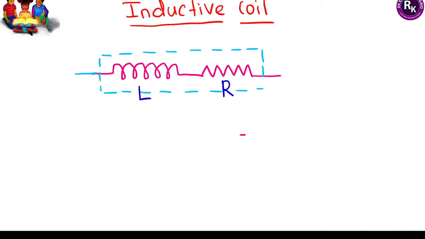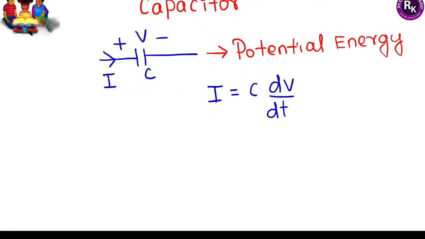Now, suppose in your examination, instead of giving inductor, they simply call it an inductive coil. Then inductive coil means they are considering the internal resistance offered by the coil also. In that case, you will have to redraw the inductive circuit by considering its internal resistive drop also. So, inductor means a simple inductor, inductive coil means you will have to consider its internal resistance effect also.